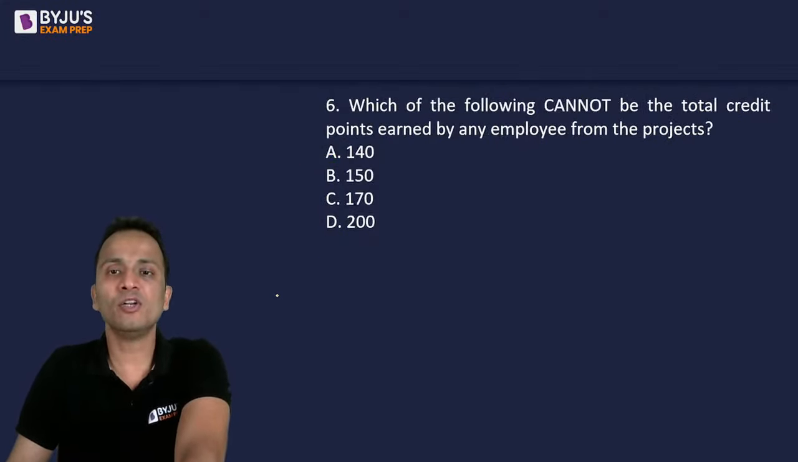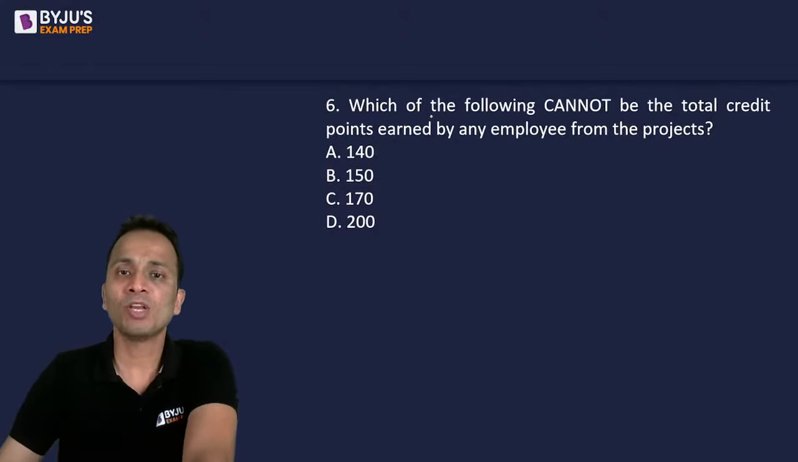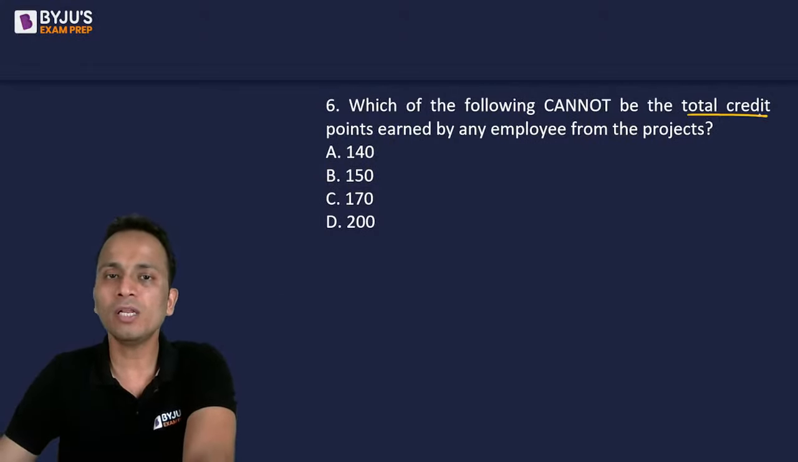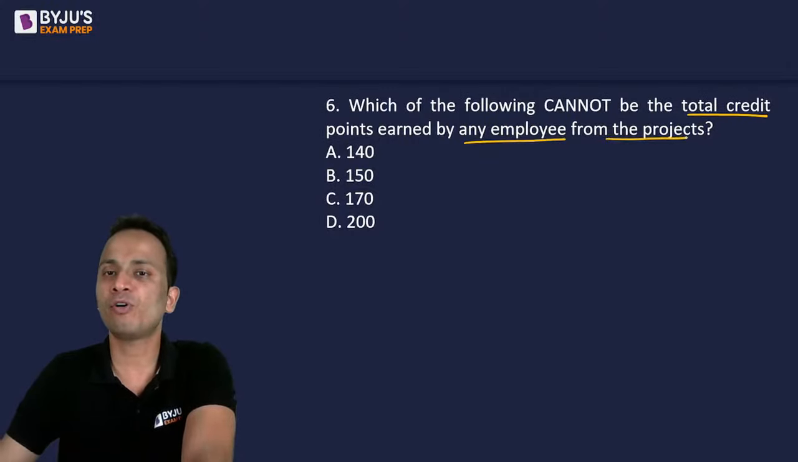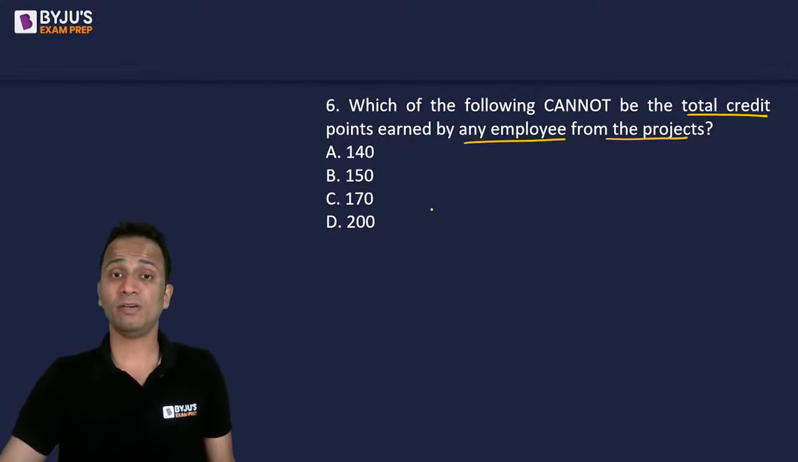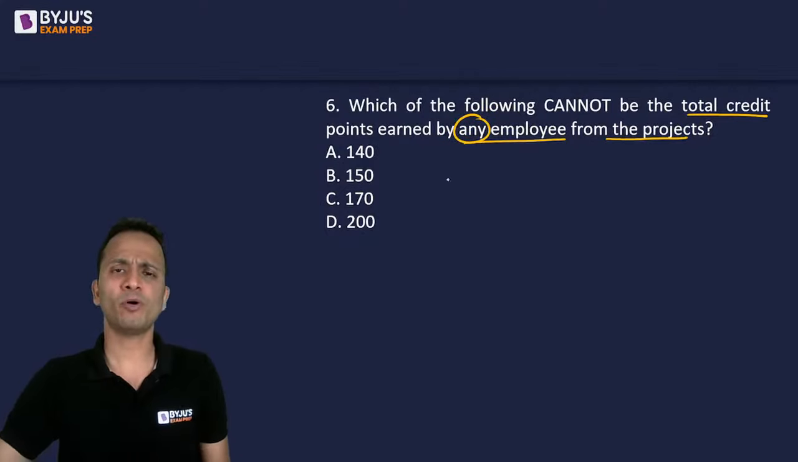Let's move ahead looking at the last question for the day. Which of the following cannot be the total credits earned by any employee for the projects. Now, by any employee. So, any employee.